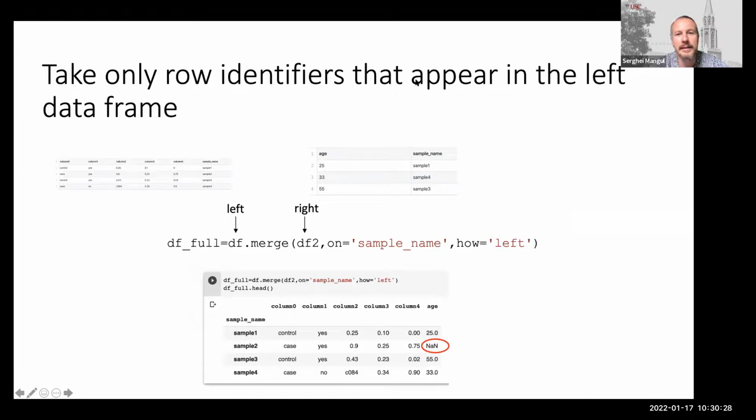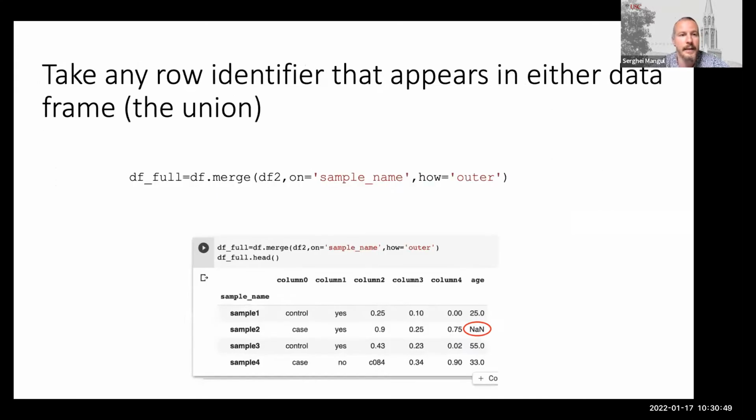Okay, so now that's left and right, just to make sure we're on the same page. Take only rows identified that appear in the left data frame. So we'd like only to take the ones which appear in df. Okay, so df was here. So we'll get sample 2 included here, right? But we don't have information for age, so it will be none. Then we can take any row identified that appears in either data frame, right? So we take the union. We take all the samples, in other words, the samples present in df and df2. And again, just because we don't have age for sample 2, that will be none.